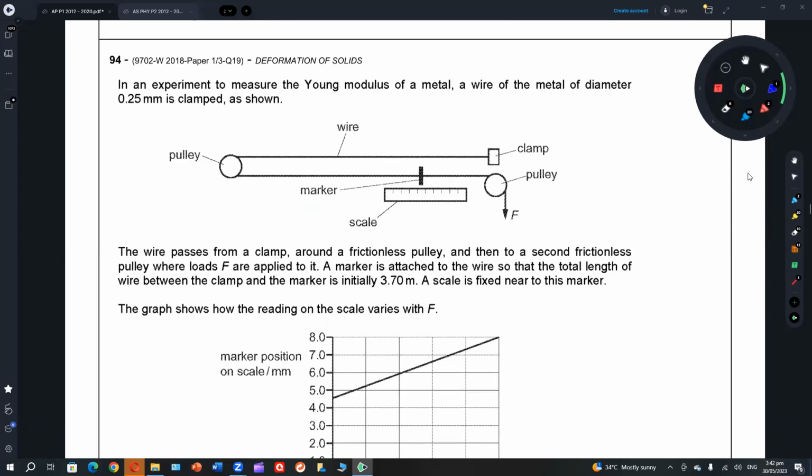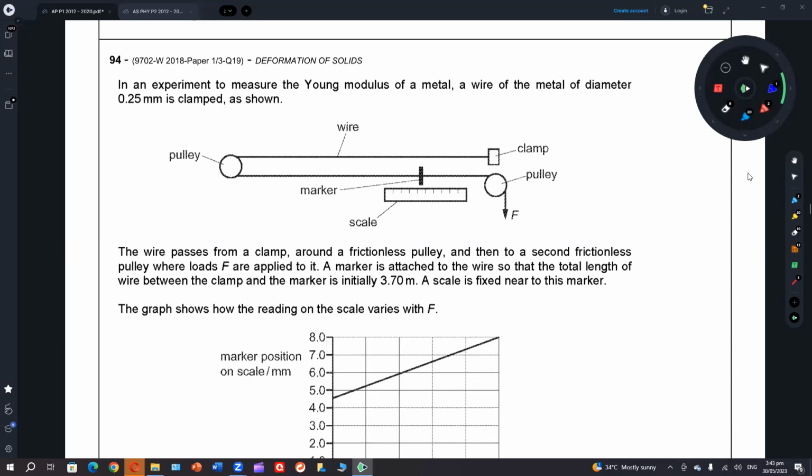In an experiment to measure the Young modulus of a metal, a wire of the metal of diameter 0.25 mm is clamped as shown. Scale, marker, wire, clamp, pulley. The wire passes from a clamp around a frictionless pulley and then to a second frictionless pulley where load F is applied to it.